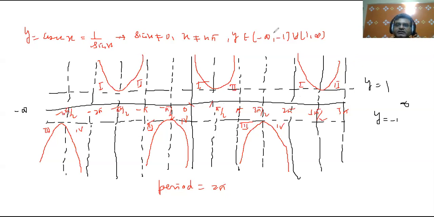Now we are moving on, say, to y is equal to sin of x minus pi by 4.